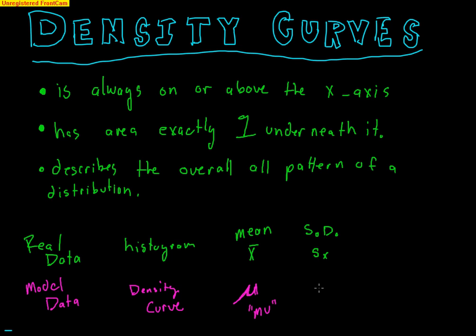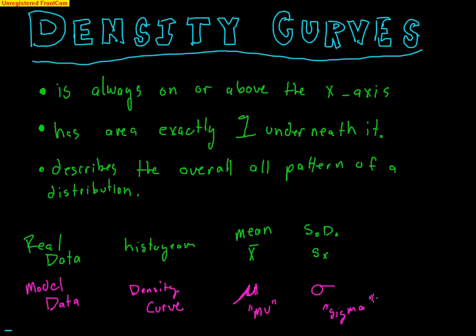Standard deviation, same idea. For standard deviation, we use this symbol sigma. It looks like an O with a little tail coming off the top there, and that is read as sigma. And this symbol sigma just represents a theoretical standard deviation from a density curve.